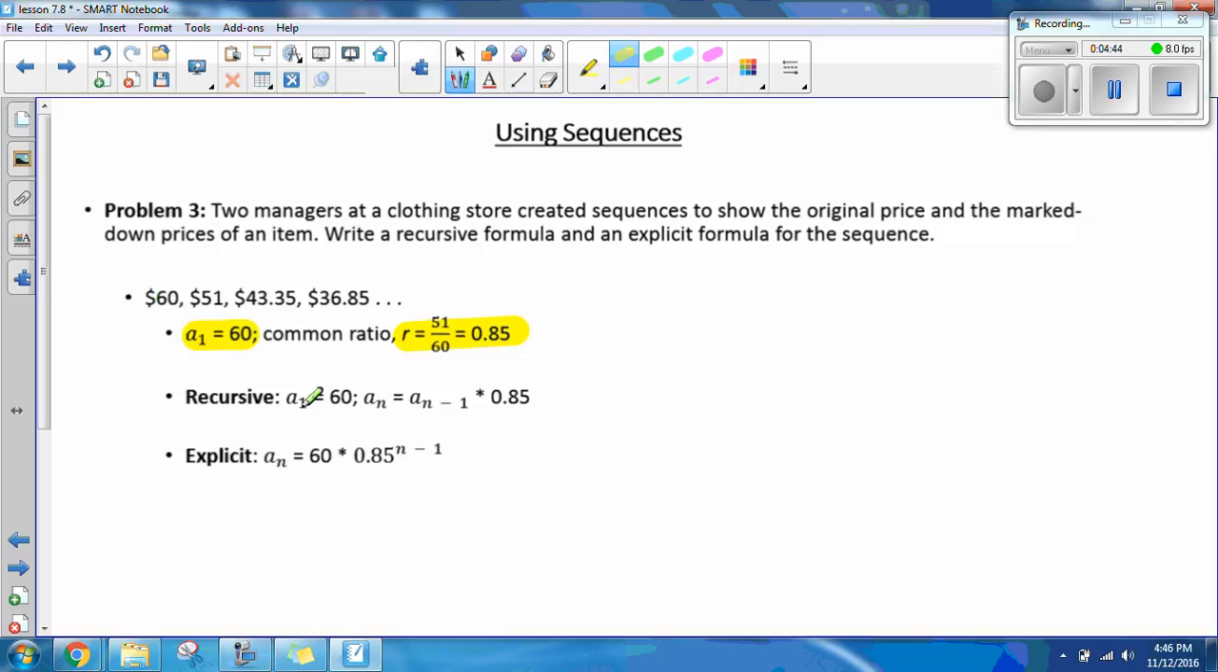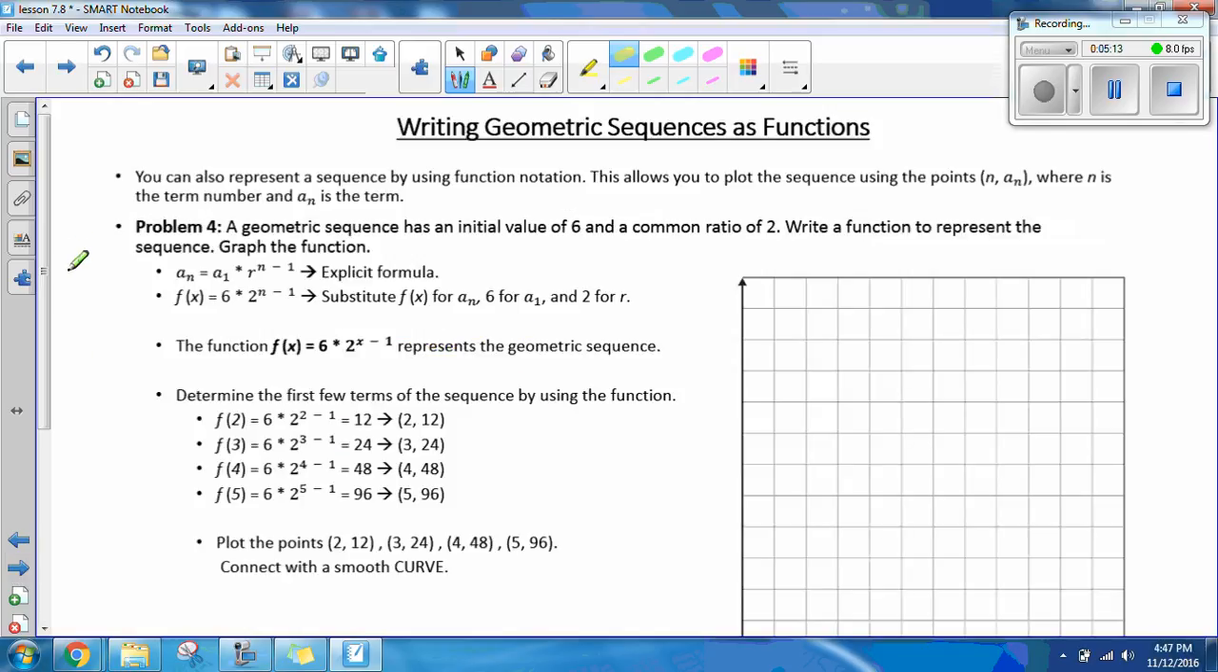So for our recursive formula, you need to identify both parts: your initial point, a sub 1 equals 60, and a sub n, meaning the next term, is equal to the previous term, a sub n minus 1, times the common ratio, 0.85. Our explicit formula is a sub n, or the nth term that you're looking for, equal to 60, which is the initial point, times 0.85 to the n minus 1 power. You can also represent a sequence by using function notation.